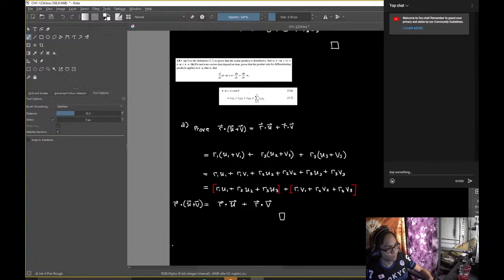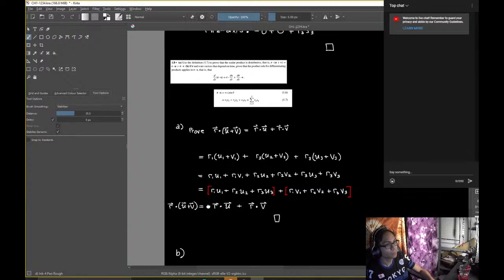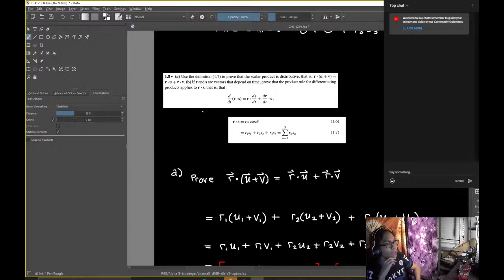All right, next one. B. Let's go. B. If r and s are vectors that depend on time, prove that the product rule for differentiating products applies to r dot s. That is that. Whoa. Okay. Let me see. If r and s are vectors that depend on time. That is.